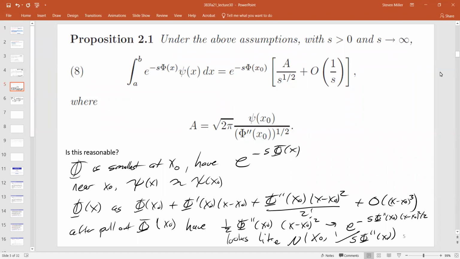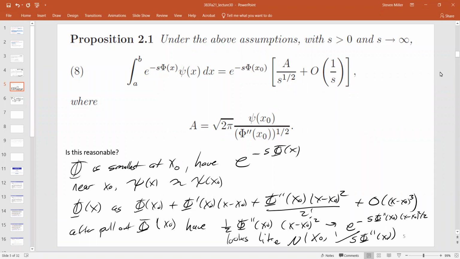What's the size of the error relative to the main term? How much smaller is the error than the main term? 1 over square root of s, because the main term has an s to the 1/2 in the denominator. So the next term is a 1 over s. So it's 1 over square root of s smaller. So it's a lower order term. We get the main term behavior, but we don't necessarily have the greatest error estimate. That's okay. It's still good enough.